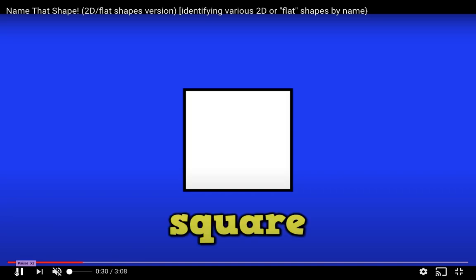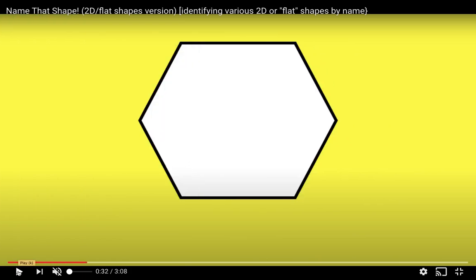There's the word square. What's the name of this shape? This one was tricky. It begins with the letter H. Do you remember? That's right, hexagon. This shape is called a hexagon.